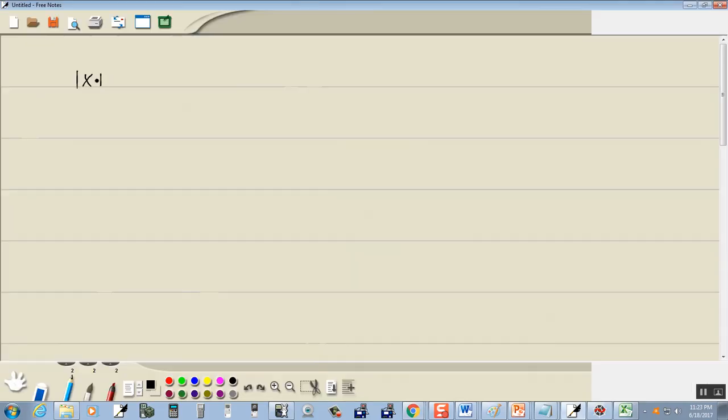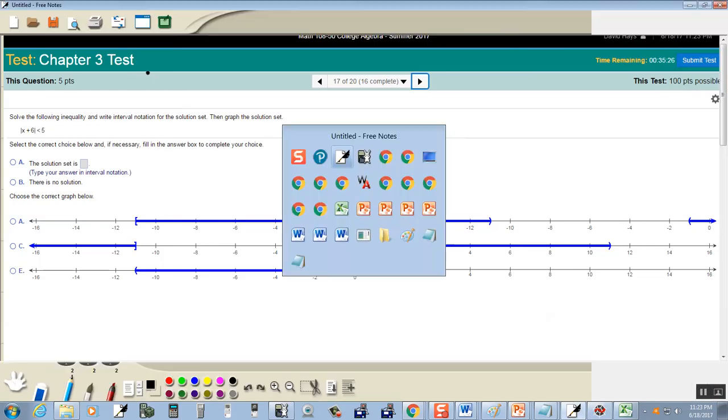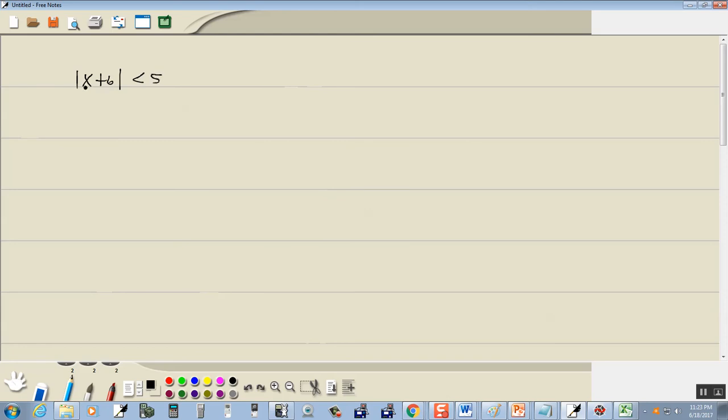The absolute value of x plus 6 is less than 5. Now what's inside our absolute value will be your P, and the other side will be your Q. This is a less than formula, so we're going to plug it in: negative Q is less than P is less than positive Q. So everywhere I have a P, I'll plug in x plus 6, and everywhere I have a Q, I'll plug in 5. So I got negative 5 is less than x plus 6 is less than positive 5.